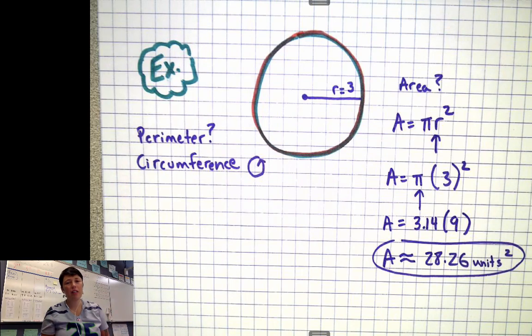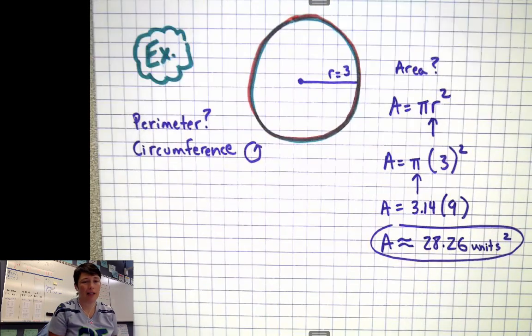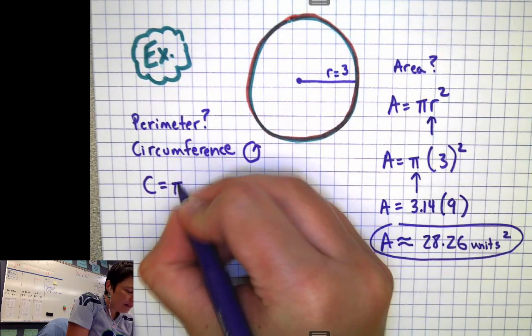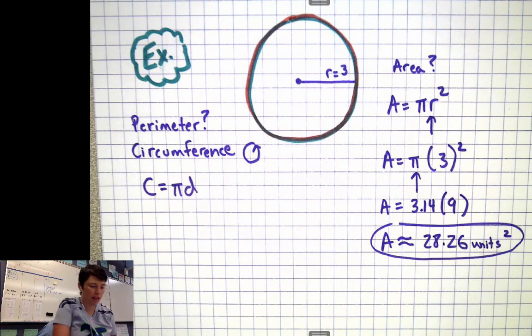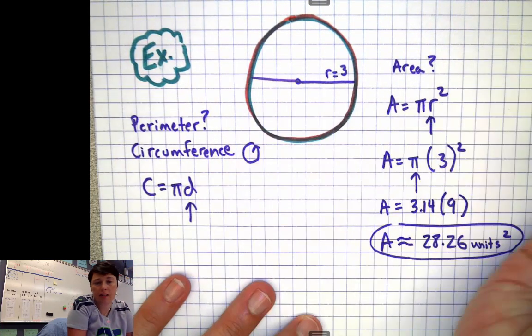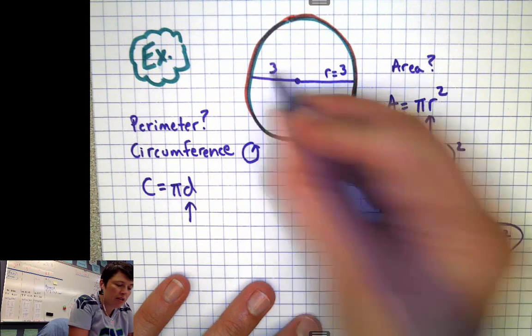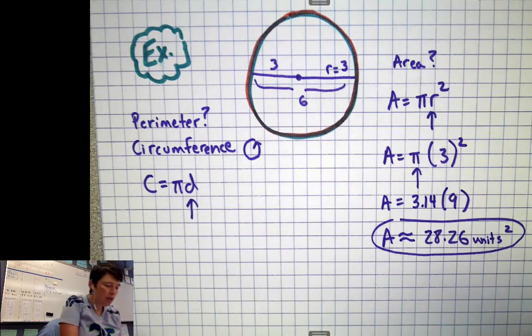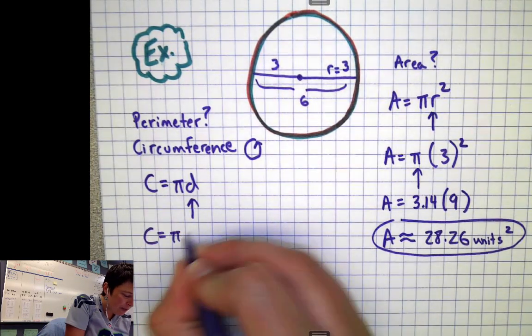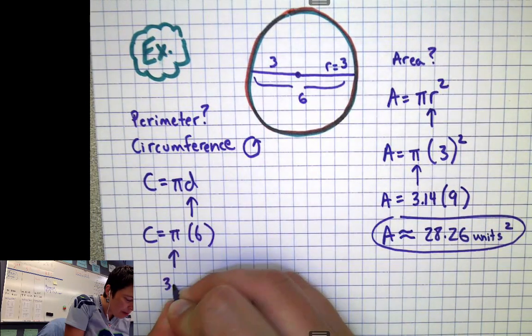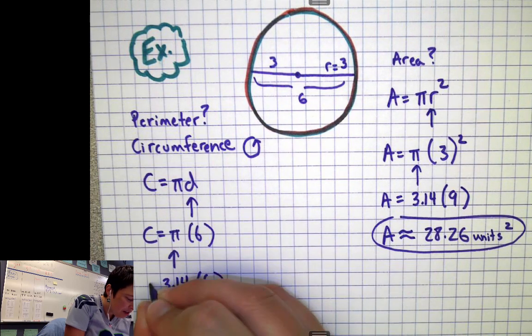So again, a formula is so much easier than trying to measure it by hand. So here's the formula we like to use. Circumference equals pi times d. Pi times diameter. So our job is just to figure out what is the diameter. Now the diameter is if we were to go all the way across the circle, the full length. So if the radius is 3, that'd be another 3. Our diameter is 6. Goes all the way across. So we're going to have circumference equals pi times 6, or 3.14 times 6 is what our circumference is going to be.